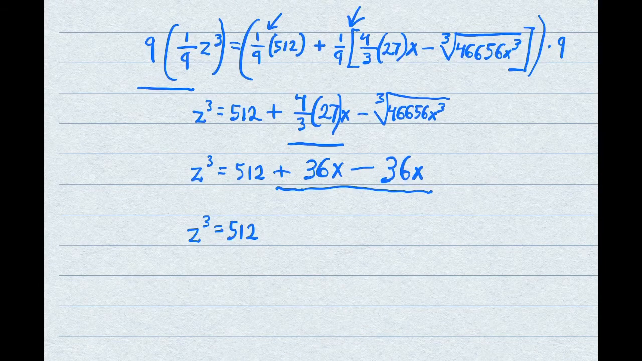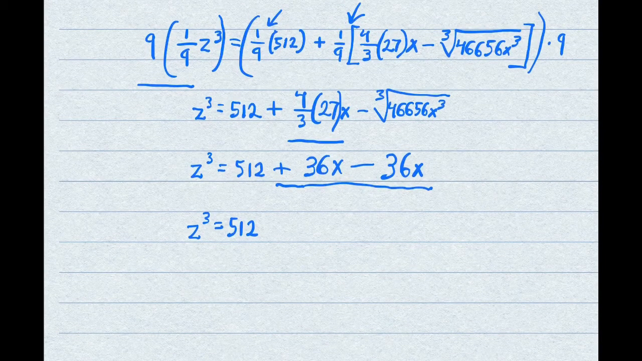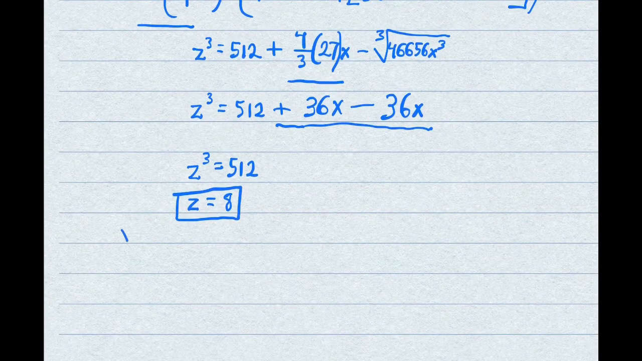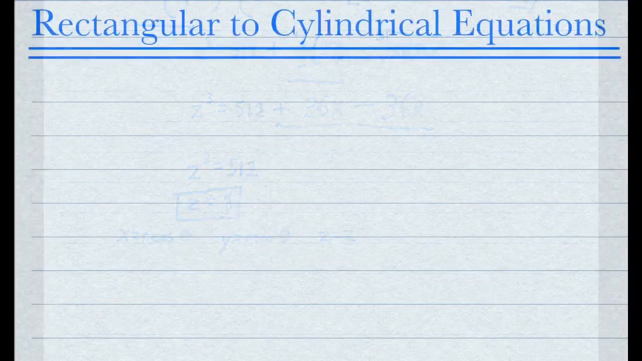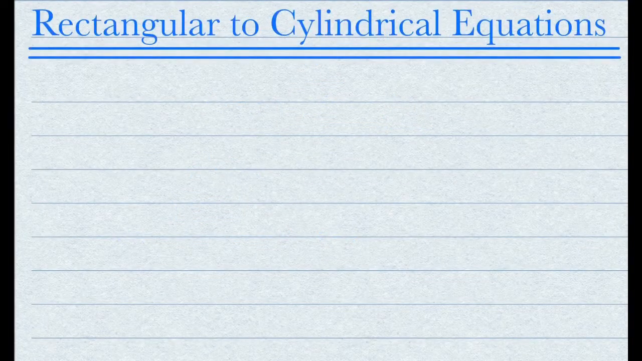What we're going to do now is finish this by taking the cube root of both sides. The cube root of z to the third is z, and the cube root of 512 is 8. So we're at that point again where we have z equals 8. And with these equations, x equals r cosine theta, y equals r sine theta, and z equals z, we see once again that there's nothing further we can do, and that z equals 8 is our answer here. Let's continue with another problem now.